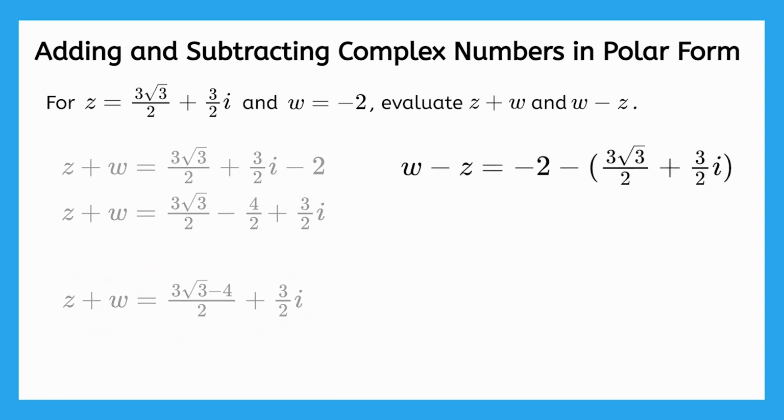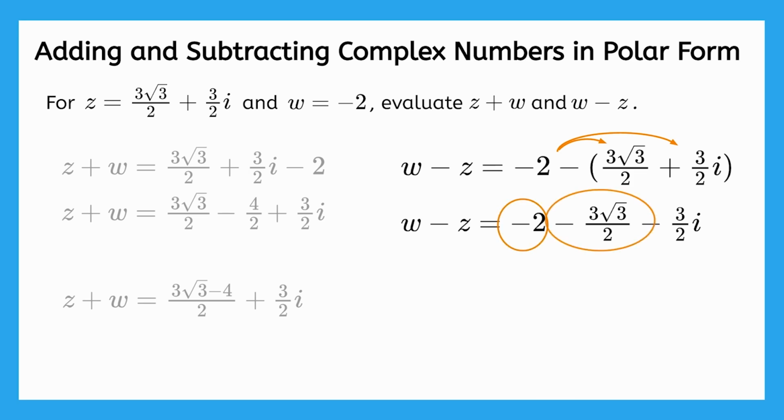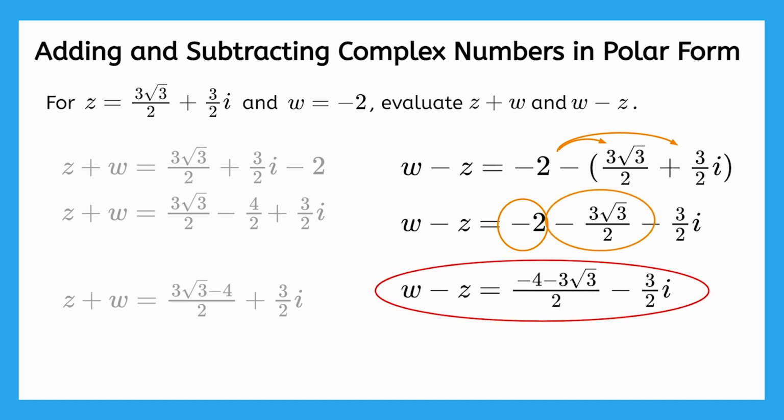For w minus z, I start with negative 2 minus the quantity 3 square root 3 over 2 plus 3 over 2i. Distribute this negative. Again, 3 over 2i doesn't have any like terms to combine with, but I'll combine negative 2 with negative 3 square root 3 over 2 just as before. And the final answer is w minus z equals negative 4 minus 3 square root 3 over 2 minus 3 over 2i.